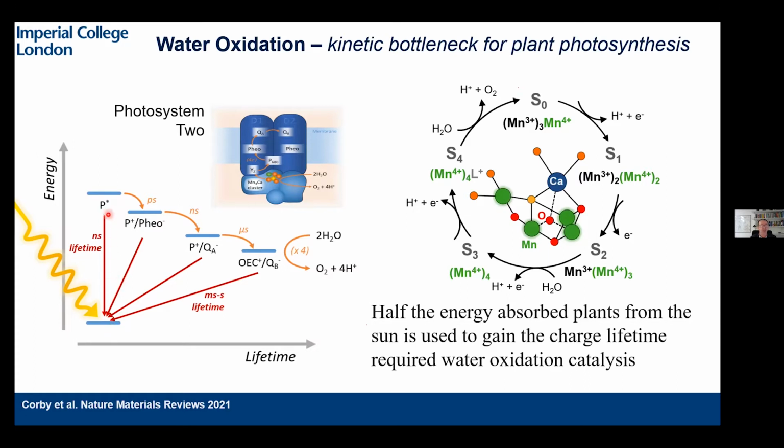The lifetime of the chlorophyll excited states is nanoseconds, but the catalysis of water oxidation is again slow, milliseconds to seconds. And plants use around half of all the energy from the sun which they absorb to gain the lifetime of the charges to drive the catalysis. So this idea that catalysis is slow cuts the efficiency of plant photosynthesis by about 50%.